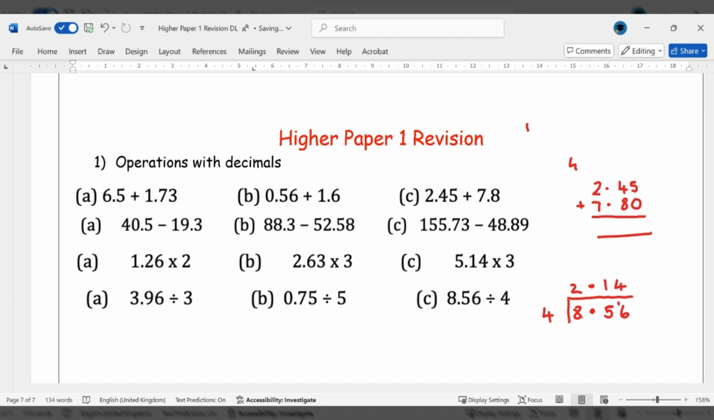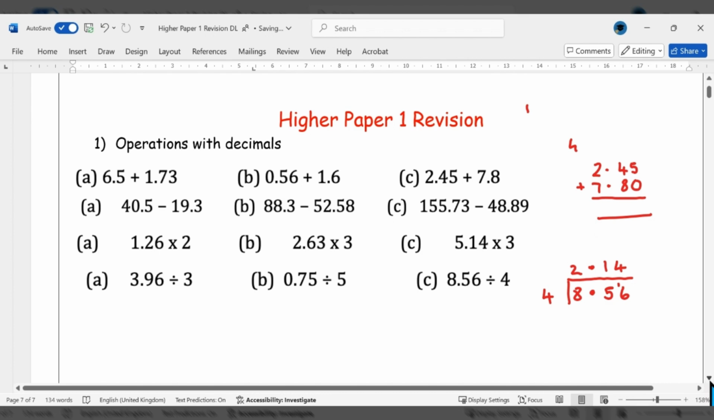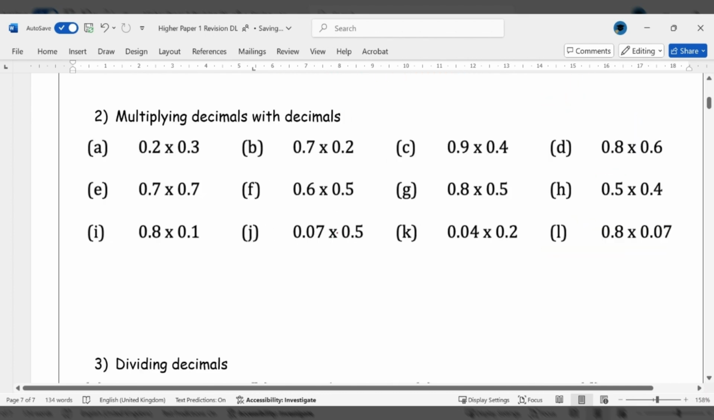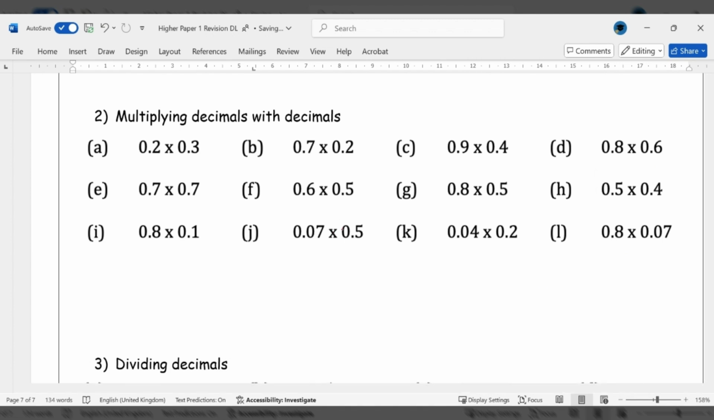Okay, next, can I scroll down? Okay, multiplying with decimals. Just think about balancing how many decimals are in the question with how many are in the answer. So, for example, if we take this last one here, there's one number after the decimal point here and two numbers after the decimal point in this one. So that's 3 in total.